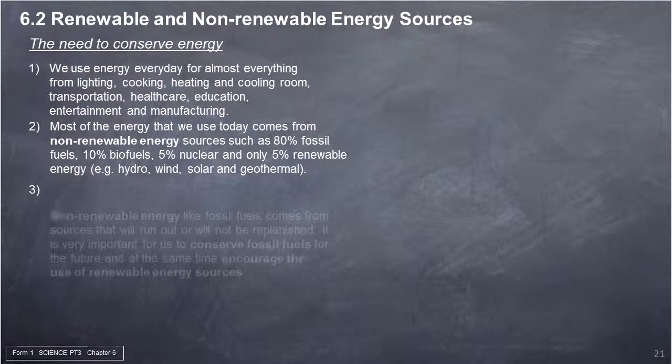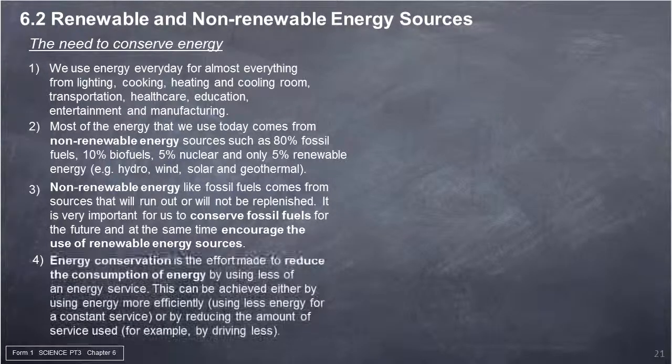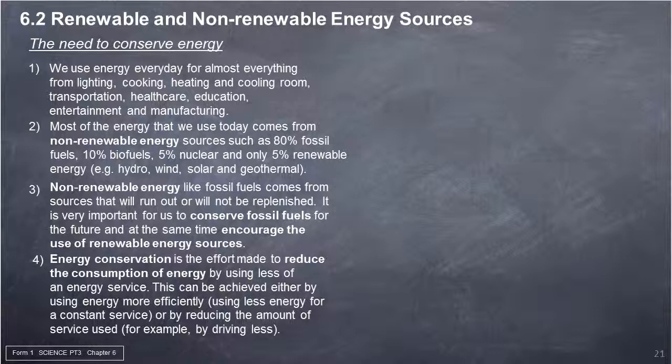3. Non-renewable energy like fossil fuels comes from sources that will run out, or will not be replenished. It is very important for us to conserve fossil fuels for the future, and at the same time, encourage the use of renewable energy sources. 4. Energy conservation is the effort made to reduce the consumption of energy by using less of an energy service. This can be achieved either by using energy more efficiently, for example using less energy for a constant service, or by reducing the amount of service used, for example, by driving less.